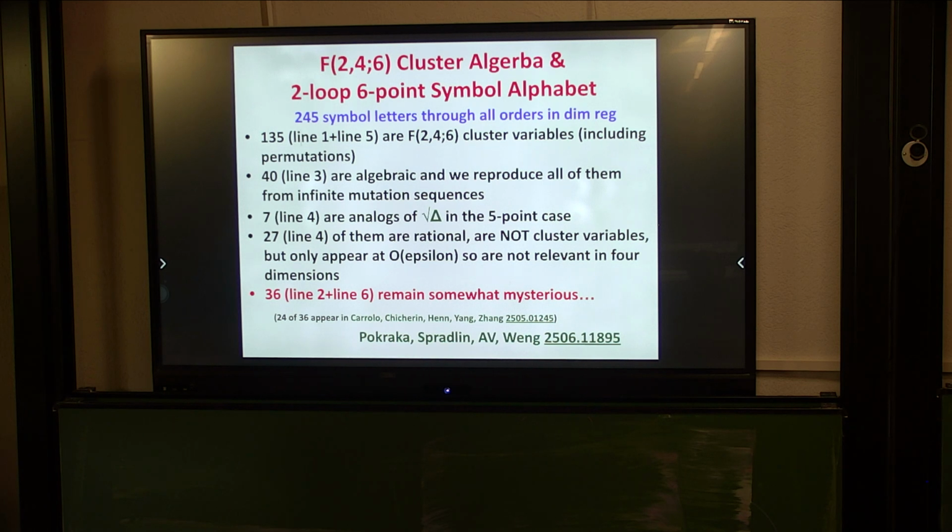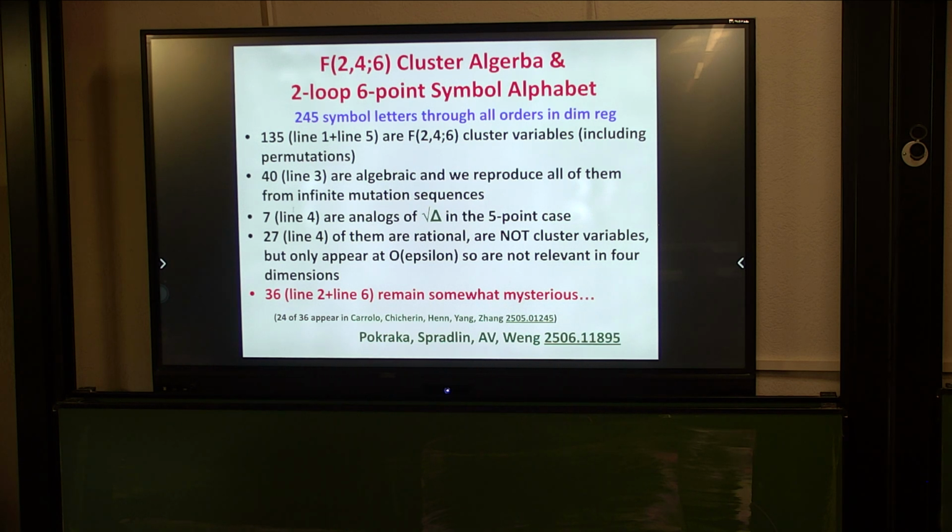This is the line referring to the previous table, but there are 135 that are cluster variables. Then there are 40 that are algebraic, and we reproduce it exactly by repeating Omer's and James' exercise. So again, I should emphasize this is very important work by our graduate student He-Chen Wen. Lots of work, but the method is what I described.